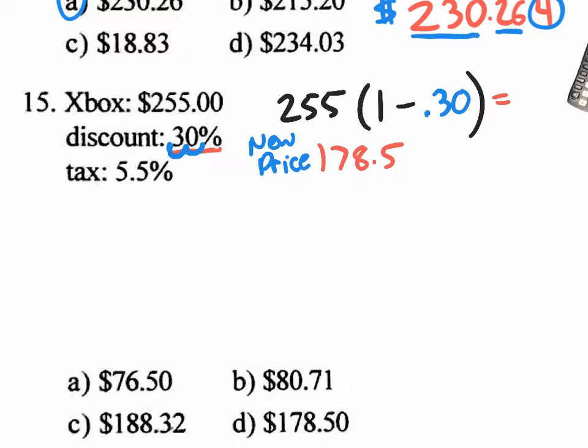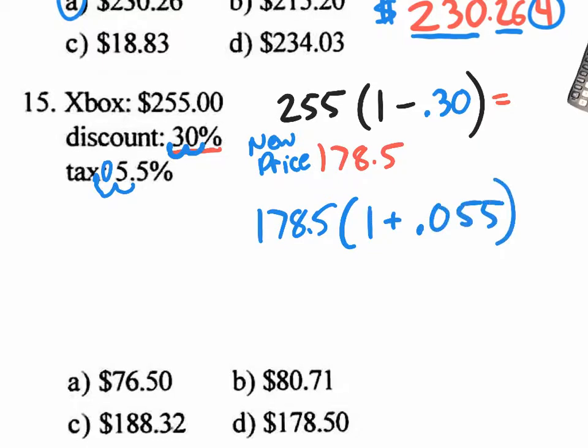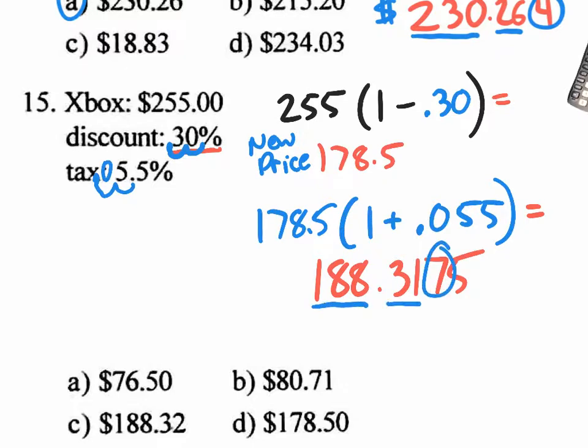And now to calculate taxes, you're going to have to increase it. So you're going to take that new price of 178.5 and multiply it by 1 plus, not minus, it's plus. And then this decimal, you're going to move it over 2 spaces, 1, 2. So it's going to be 0.055. Close parenthesis. And again, let the calculator do the work. So there's your answer with the calculator. And of course, we want dollars. So it's $188.31. But the 7 is actually going to make that 1 go up to a 2. So it's $188.32, option C.